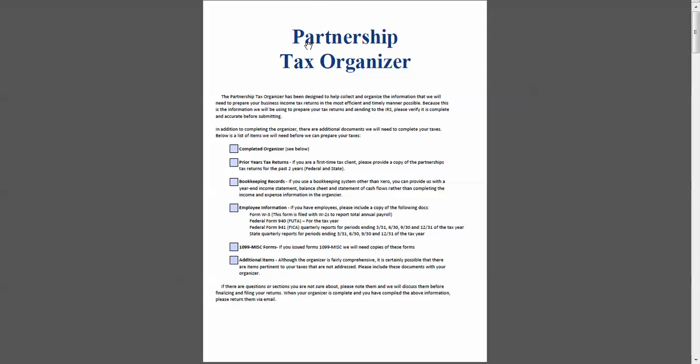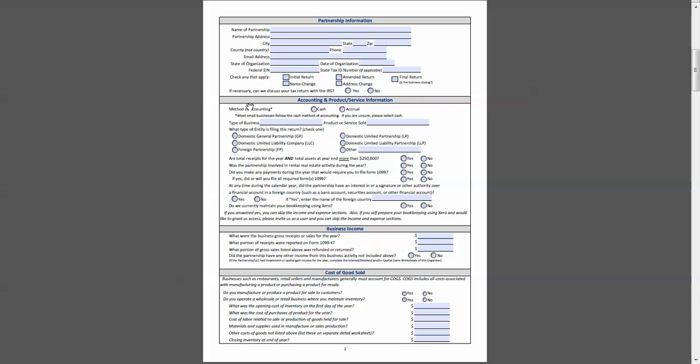The introduction page, as you see here, will let you know what you need to send back to us after you have completed the organizer. Use the checklist on this page to make sure you have attached all proper documentation before sending. Page 1 asks for some basic information concerning your business, such as the name, EIN, and address. Additionally, you are asked some basic questions about the accounting methods and activity of the business.